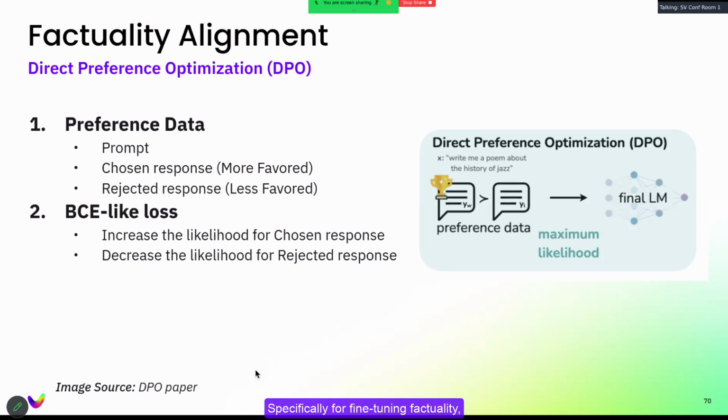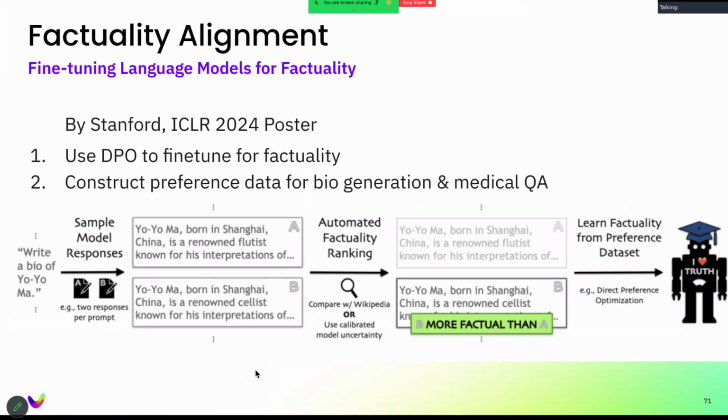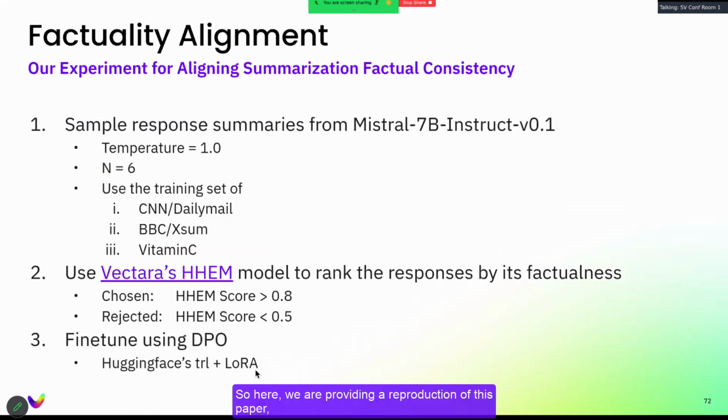Specifically for fine-tuning factuality, there is a paper called Fine-Tuning Language Models for Factuality. This paper is by Stanford, and it was presented as a poster at ICLR 2024. They did exactly the thing we wanted: they used DPO to fine-tune for factuality. In their paper, they provide a way to construct the preference data automatically, but their tasks are biography generation and medical QA. So here we provide a reproduction of this paper, but our setting is a little different because we are concerned about the RAG scenario. We did this alignment experiment by fine-tuning the model on summarization factual consistency.